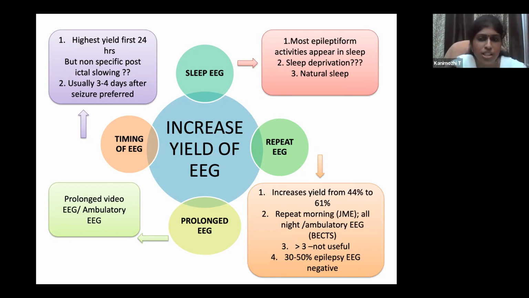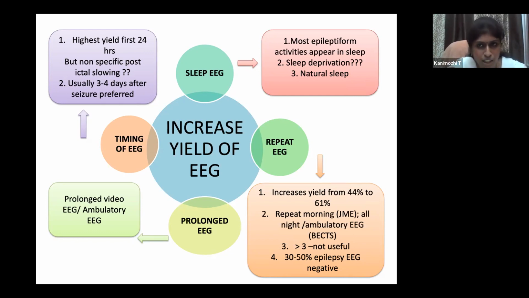Repeat EEGs or serial EEGs. This is again done if we are not able to find an EEG abnormality the first time and we have a suspicion of an epilepsy that will have typical EEG findings. When to do this repeat EEG is not well defined. You can do it whenever you want to. In some studies, the yield increases from 44% to 61% in the second EEG.